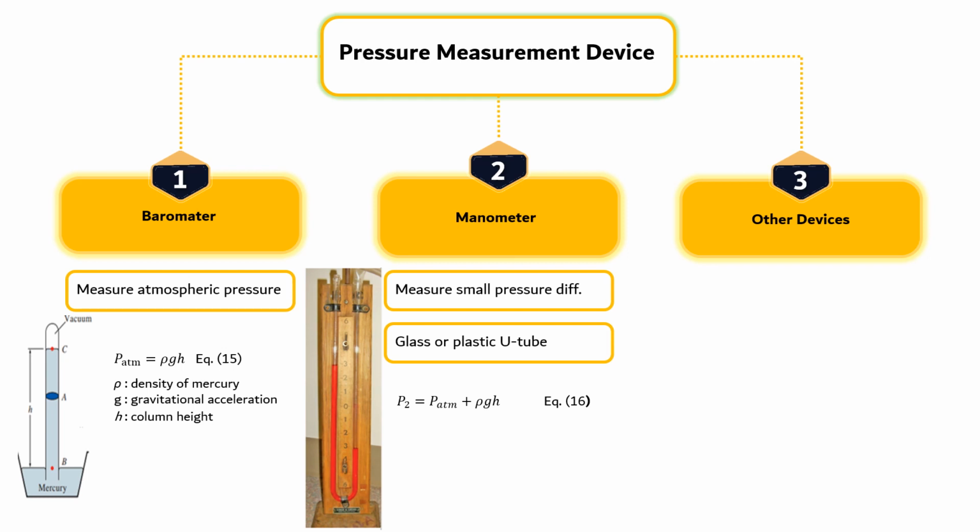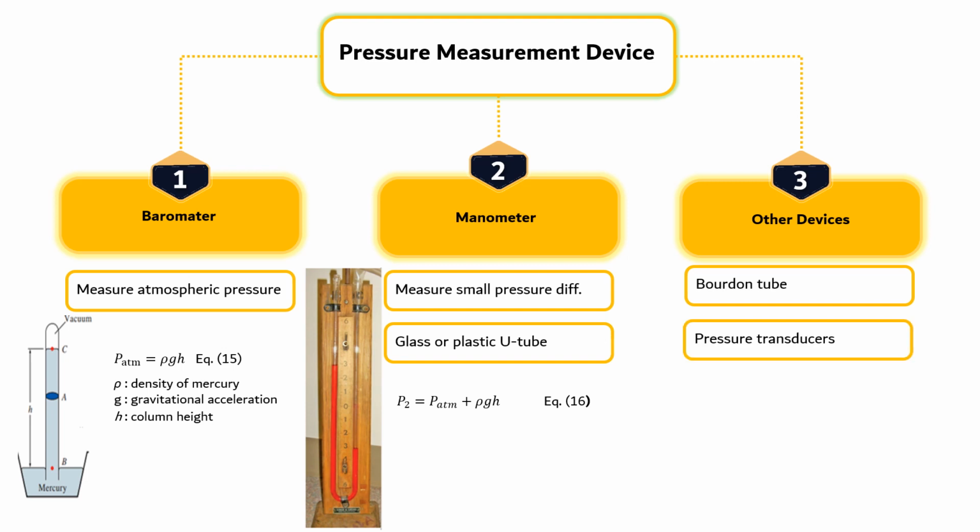Other pressure measurement devices. Another type of commonly used mechanical pressure measurement device is the Bourdon tube, named after the French engineer and inventor Eugene Bourdon. Modern pressure sensors called pressure transducer use various techniques to convert the pressure effect to an electrical effect, such as a change in voltage, resistance, or capacitance.